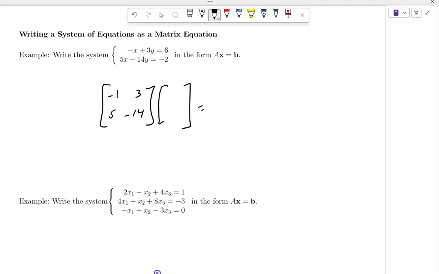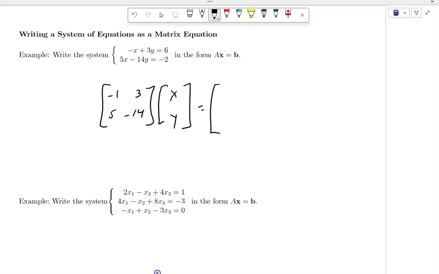What do you think, in this particular instance, needs to go in the column to get these expressions on the left-hand side of the equation? It better be an x here and a y here, right? And notice that works out, doesn't it? I get negative x plus 3y when I do the product, don't I? And then I get 5x minus 14y on the other one.